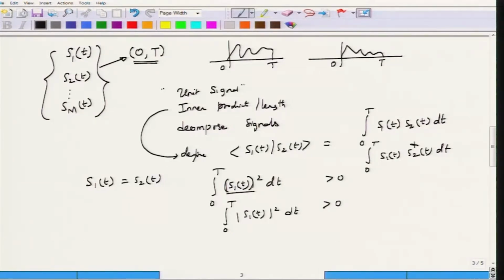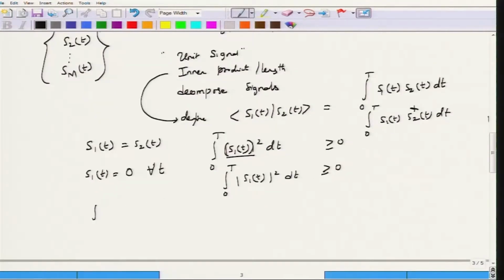When will this be equal to 0? This will be equal to 0 only when S1(t) is defined as 0 for all time t. This is a small mathematical symbol to indicate that this is for all. So, for all time t, if I define S1(t) to be equal to 0, or in general any signal to be equal to 0, then the inner product of that zero signal will always be equal to 0.